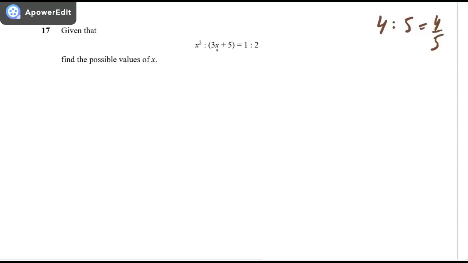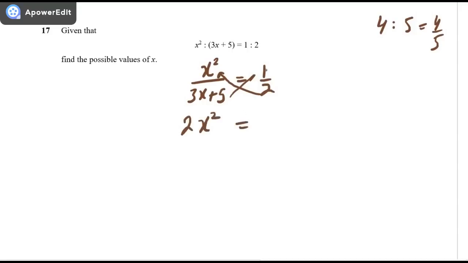So the ratio x squared over 3x plus 5, I'm going to write it like this, is the same thing, and this is going to be 1/2. So we're going to find the values of x now. This is called cross multiplication. I can do 2 times that and this times that. So 2 times x squared is going to be 2x squared, and this times that is going to be 3x plus 5. I can bring all these numbers onto one side. So this is going to be 2x squared minus 3x minus 5 is equal to 0.